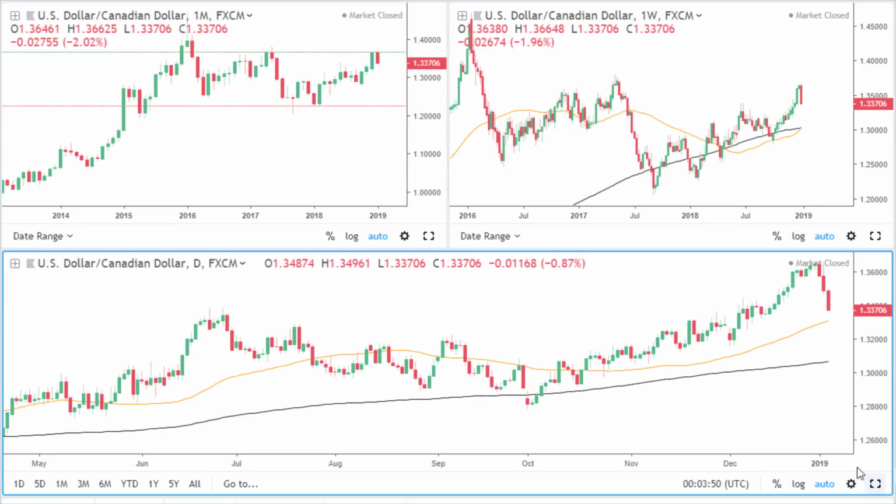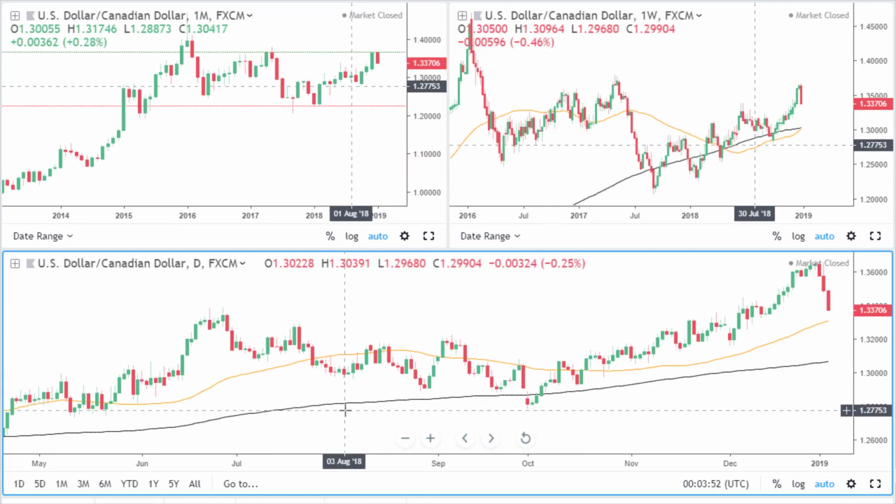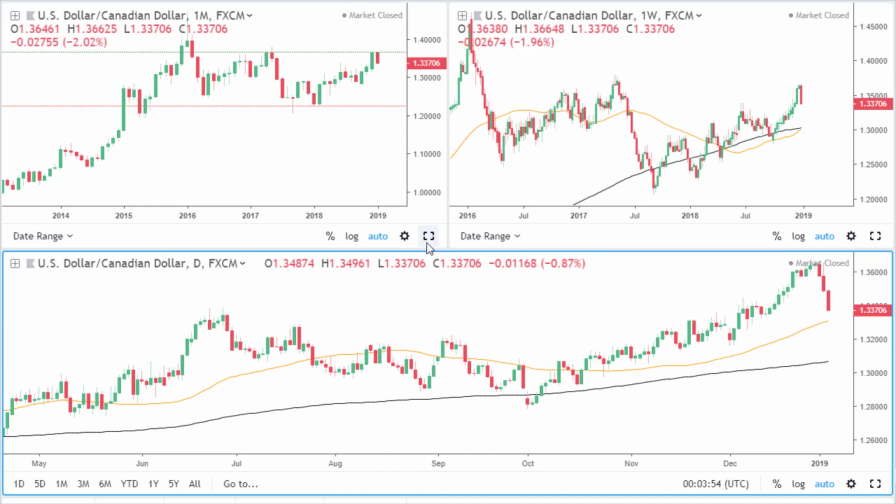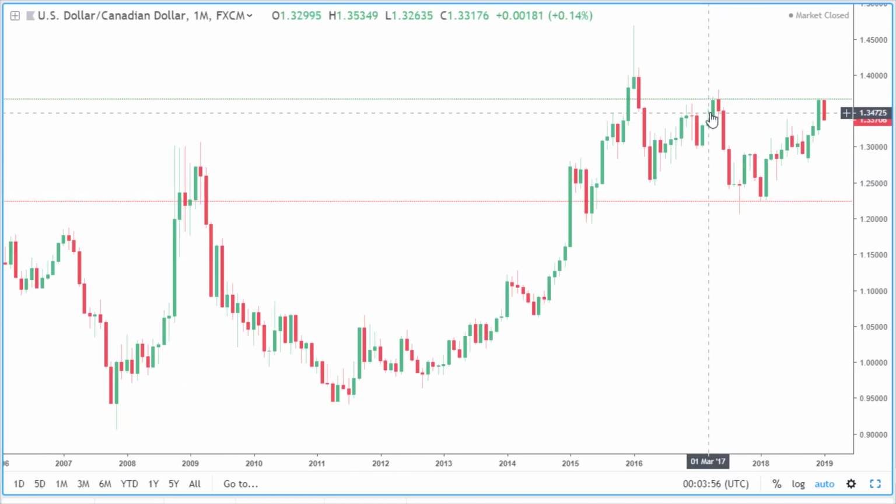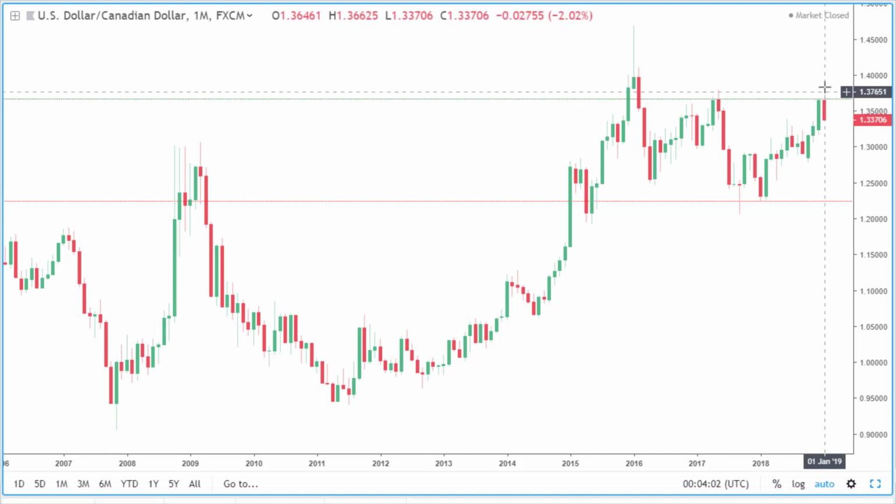Last forex pair for the weekend analysis is the US dollar Canadian dollar. If we look at the monthly time frame, price currently finds resistance at last year's high. We need price to clear that level before considering any long opportunities.